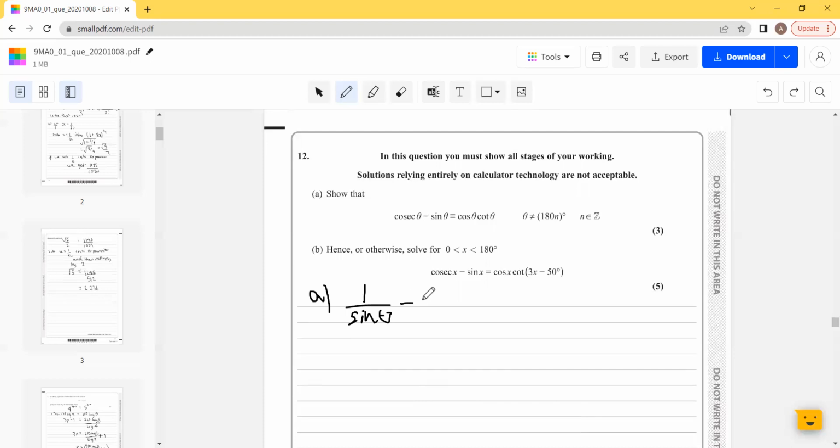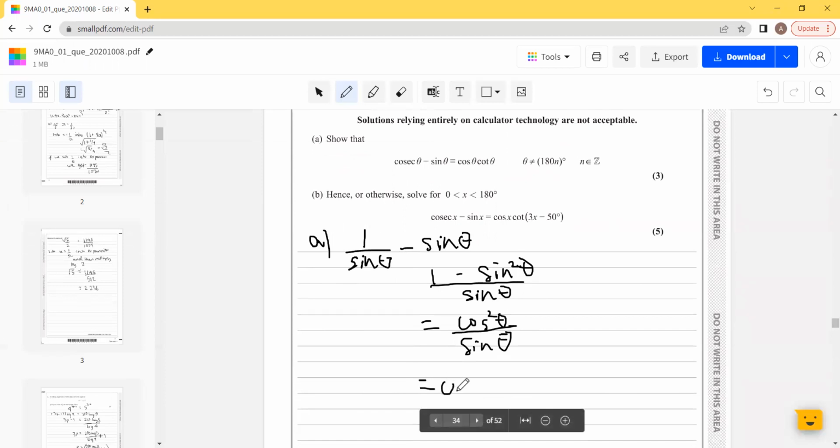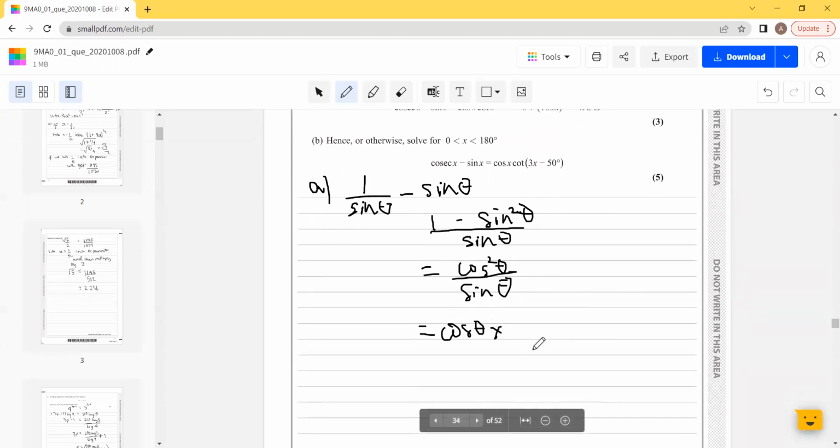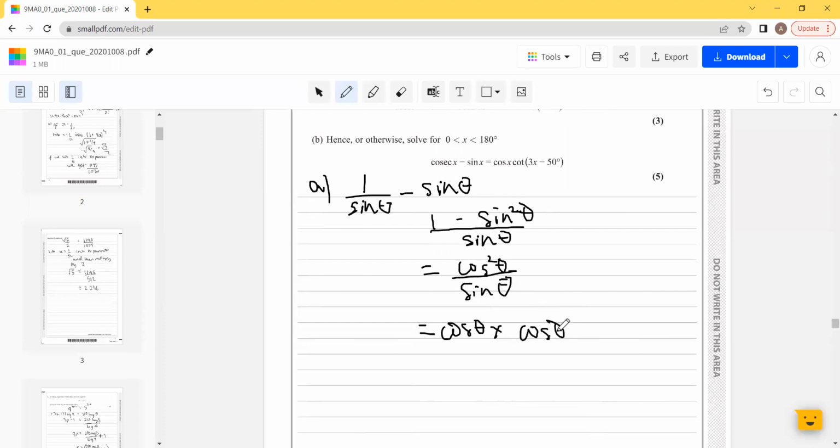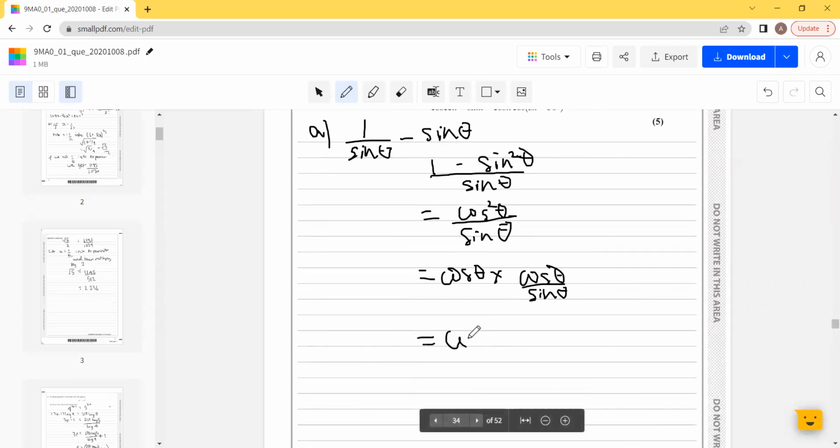And then you just have minus sine theta. So this is just 1 minus sine squared theta over sine of theta, which is equal to cosine squared theta over sine of theta, which is the same as cosine of theta multiplied by the cosine of theta over the sine of theta, which is equal to cosine theta cot theta. Okay, and that's how we do this question.